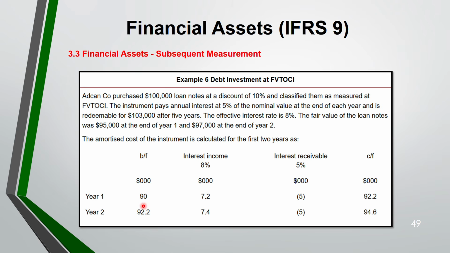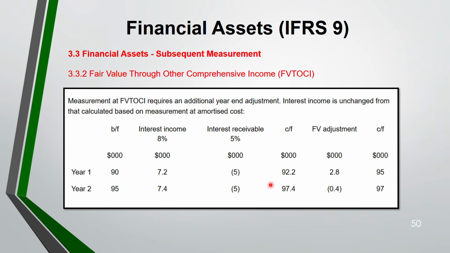So now, you see what's happening? 92 and 94, and 95 and 97. Here, it has increased. There's an increment. Carrying amount is 92.2, but fair value is 95. Difference is 2.8, plus 2.8. Here, carrying amount is less than the fair value. So there's a decrease. Okay.